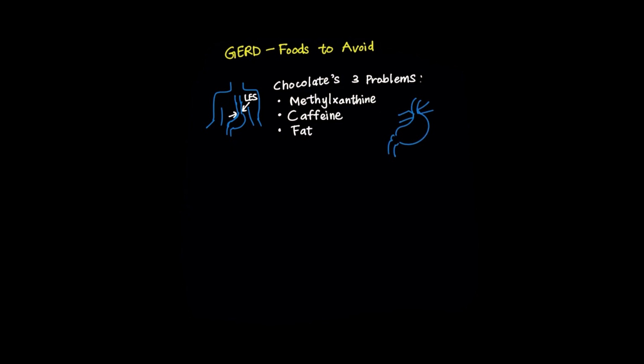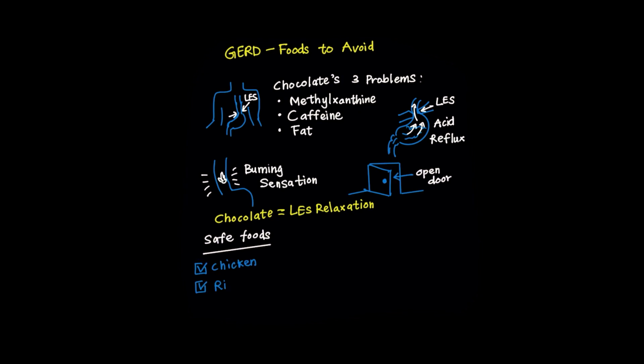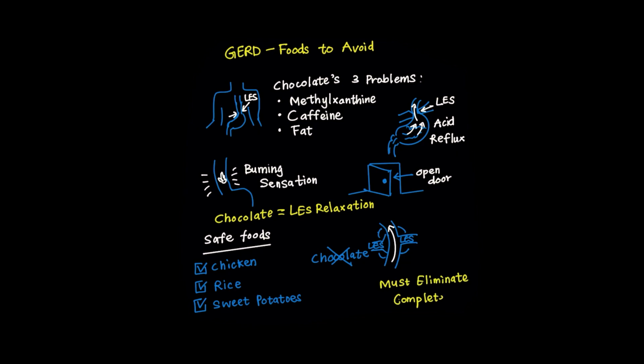When the LES relaxes, it's like leaving a door open between your stomach and esophagus, allowing acid to flow backward, causing heartburn. This is why chocolate consistently triggers symptoms even in small amounts. Lean proteins like chicken don't affect the LES, plain rice is actually soothing, and sweet potatoes are alkaline vegetables that help neutralize acid. But chocolate must be completely eliminated from the GERD diet.